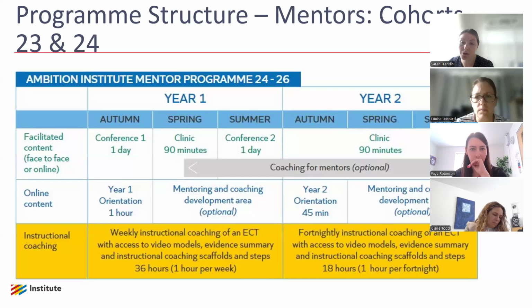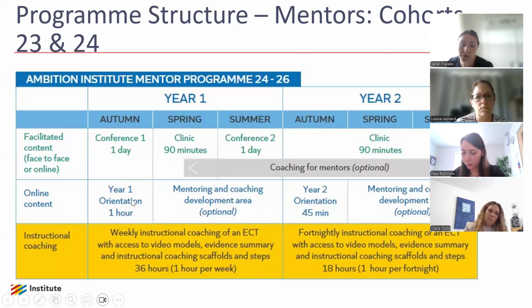Some people offer it to all their mentors. Some people offer it to mentors that they think maybe need a little bit more support. So it's really flexible in terms of how you offer that. And we'll go into more detail in a later session in terms of what that looks like.